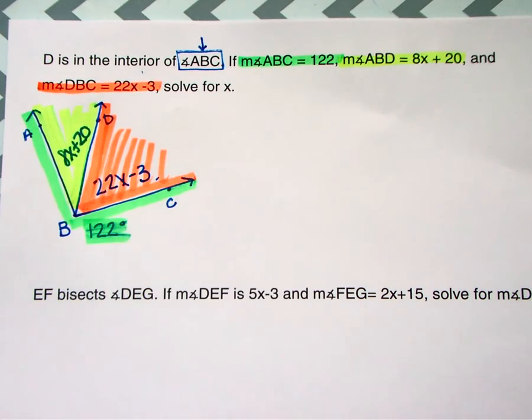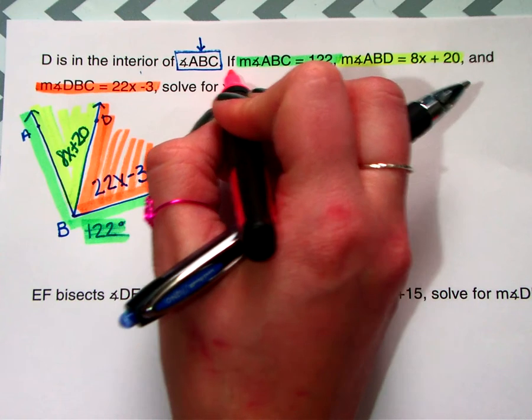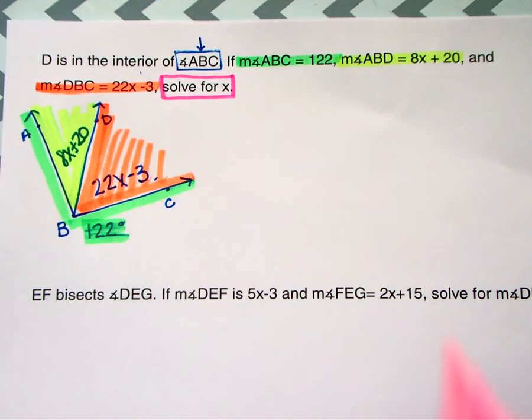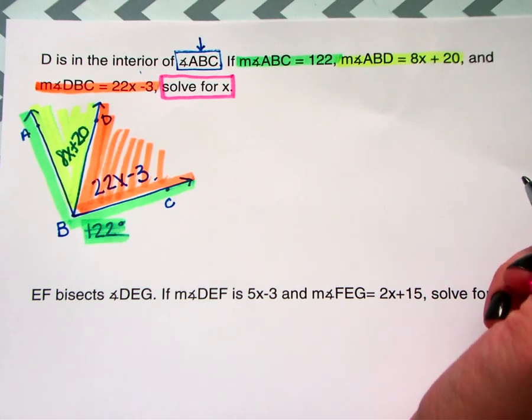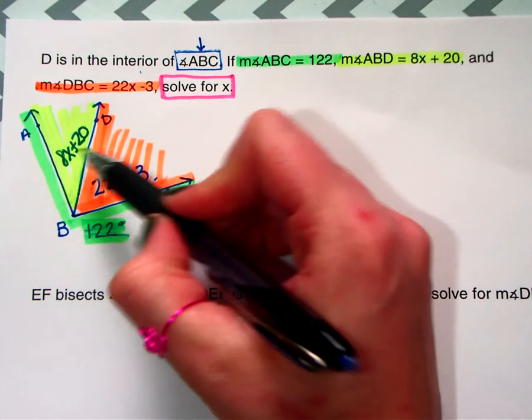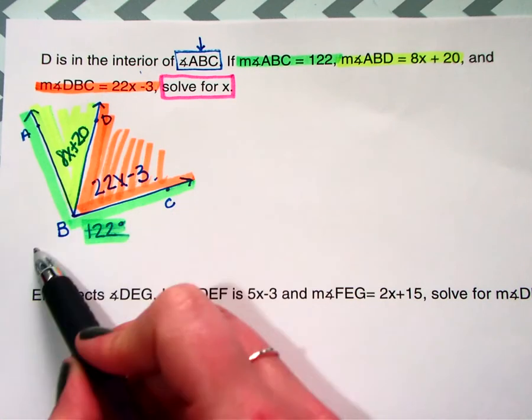Our goal of this problem, because remember, we always want to be mindful of the goal, is to solve for x. So in this problem, once we solve for x, we're done. We don't have to do anything else. First, we're going to set up our general equation, and just like with segment addition, you add the two smaller angles together to equal the large one.